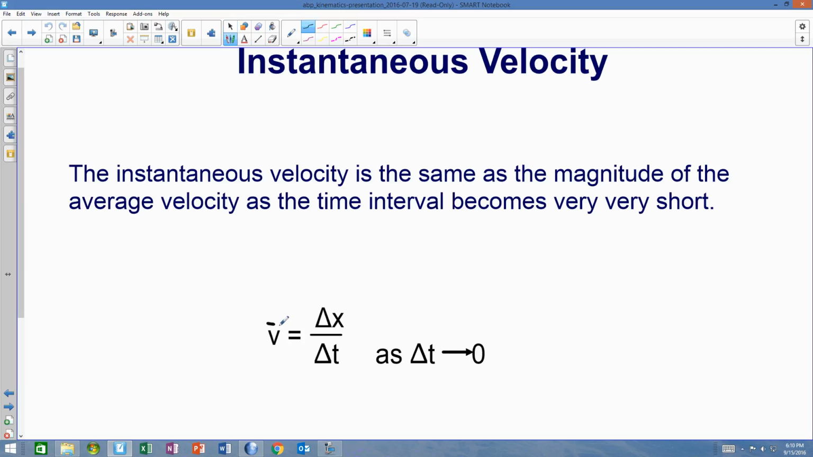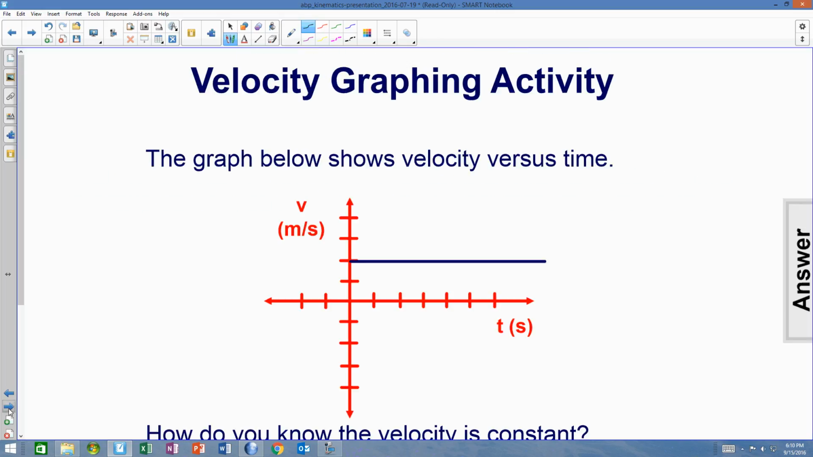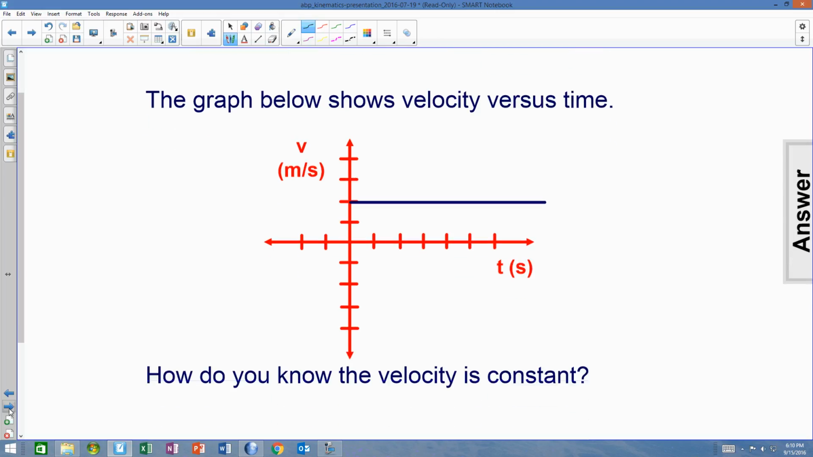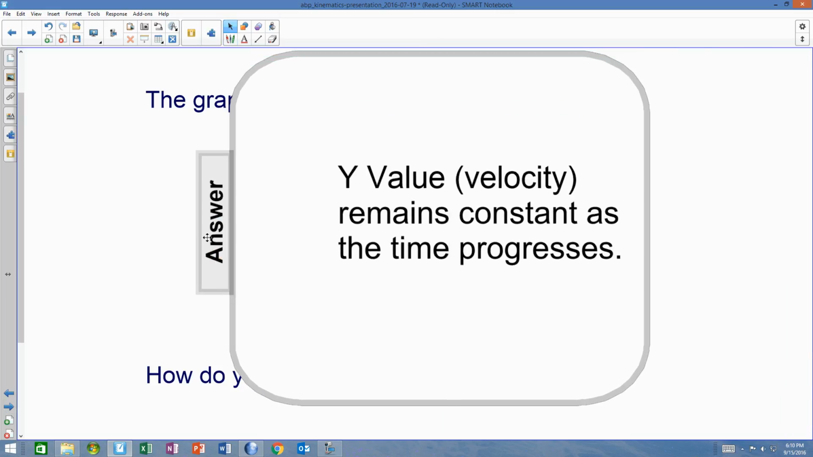The graph below shows velocity versus time. How do you know the velocity is constant? Go ahead and write your answer down now. Okay, so let's take a look at the answer. Here, the y value, which is the velocity, remains constant as the time progresses. So as you see, for each time interval, 1 second, 2 seconds, 3 seconds, the velocity remains constant.